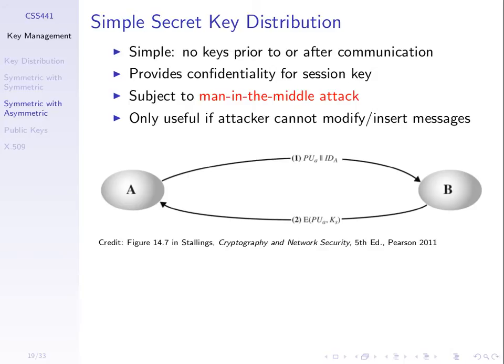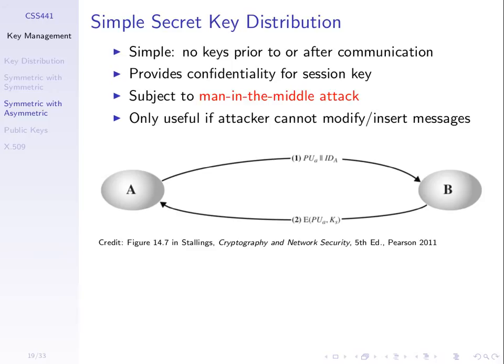By encrypting the secret key with the public key of A, who can decrypt that message? Only A can decrypt message two because only A has the private key of A. Anything encrypted with the public key of A can only be decrypted by A, user A. So here's a simple protocol for exchanging a secret, KS, using public key encryption.